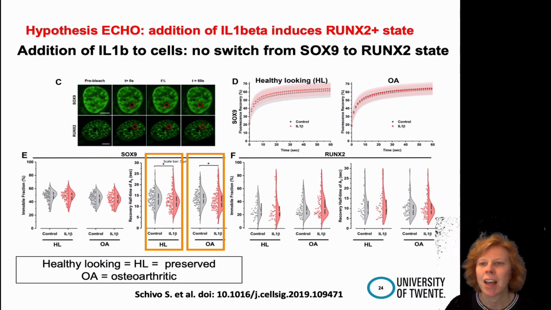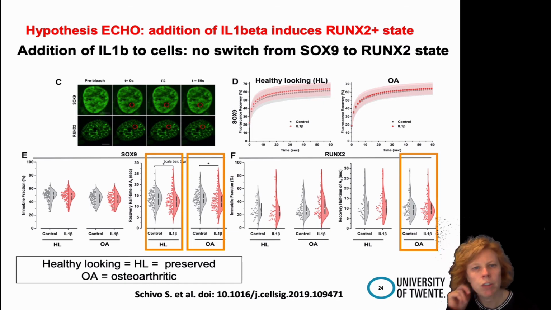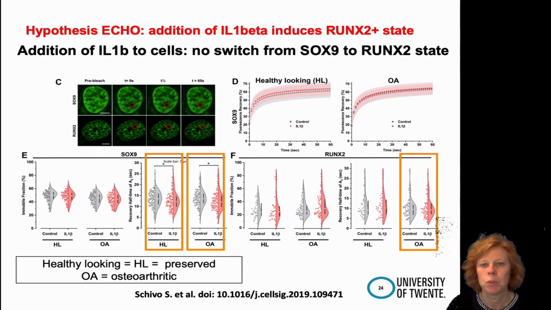We noticed that after interleukin-1 beta treatment, there was a slight decrease in the residence time of SOX9 on DNA, and that in OA cells there was a slight increase in the residence time of RUNX2 on DNA in terms of recovery half-times, which indicated a slight loss of SOX9 activity and an increase in RUNX2 activity in these cells.